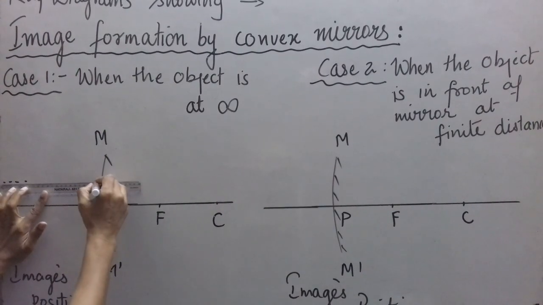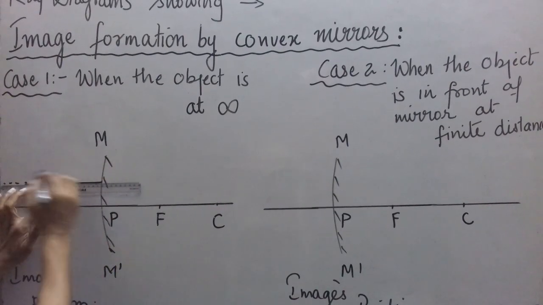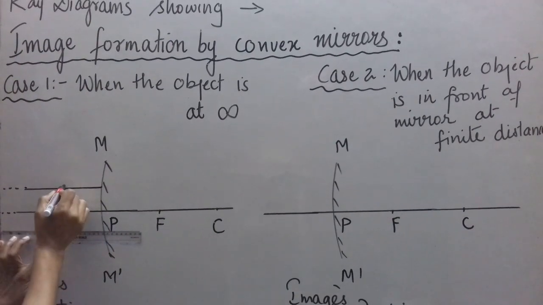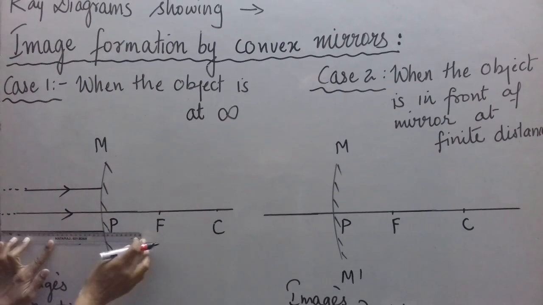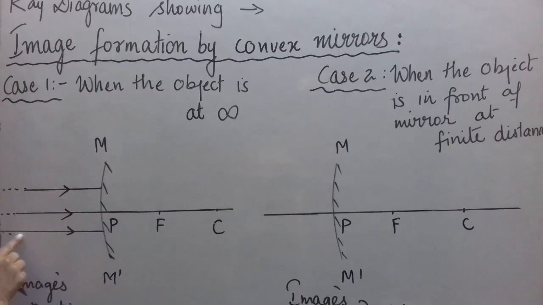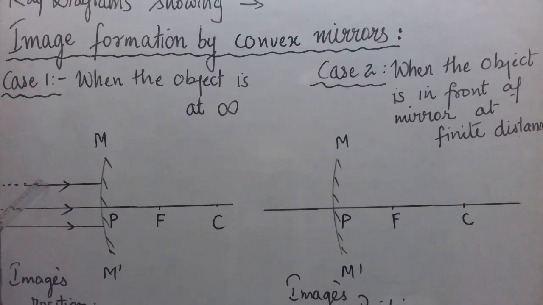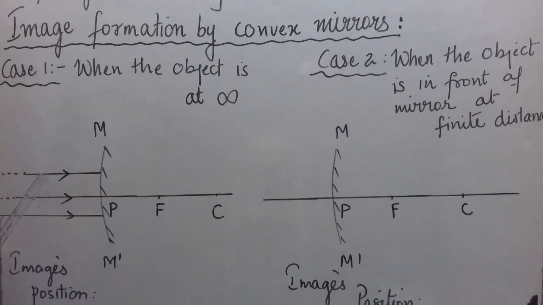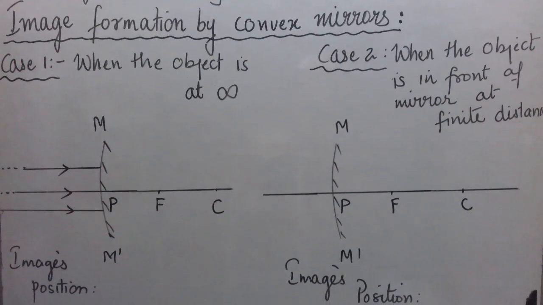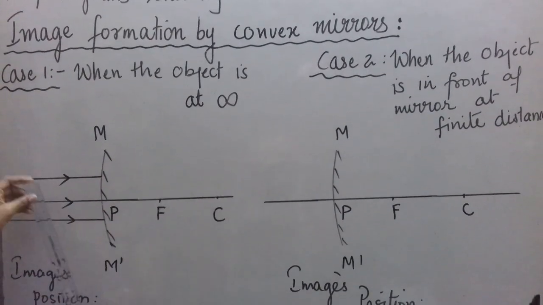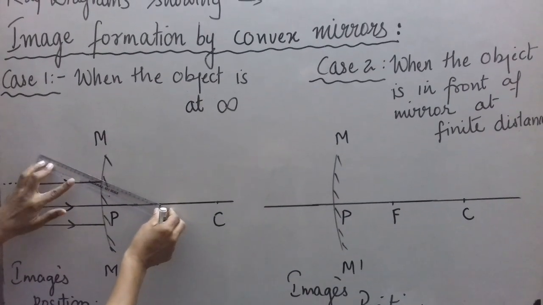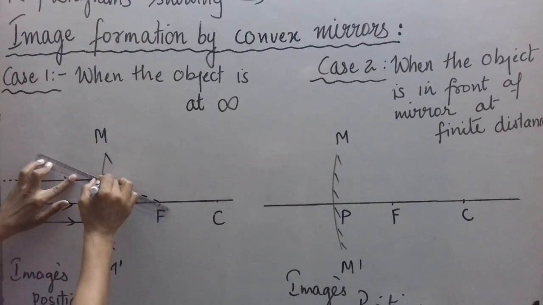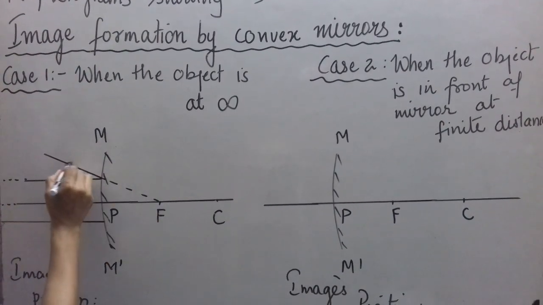In the case of infinity, we can draw 3 rays. One is incident normally, one is this, and we can draw this. Okay, so I have taken 3 rays, no problem. These 3 rays are parallel to the principal axis because they are coming from an object at infinity. We know that whenever the rays are parallel, they appear to be coming from focus. So this is dotted and this is solid. This is our reflected ray.